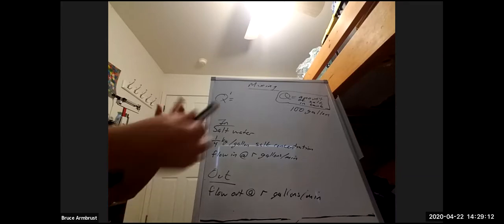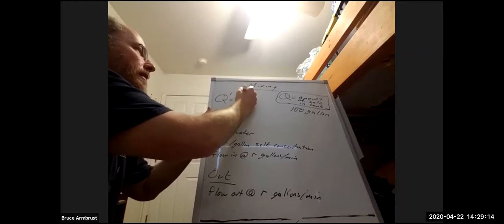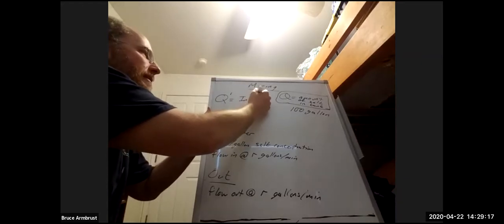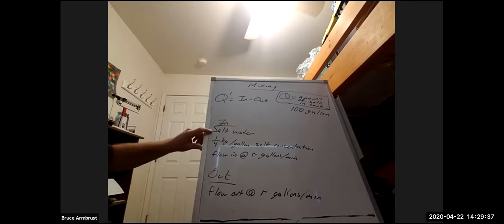Well, let's just talk about this. Let's think about it this way: the rate of change is in minus out. The amount of salt in that tank is going to change by looking at how much is coming in and removing how much is going out. So let's think about coming in. We know it's coming in at 1/4 kilogram per gallon at R gallons per minute.